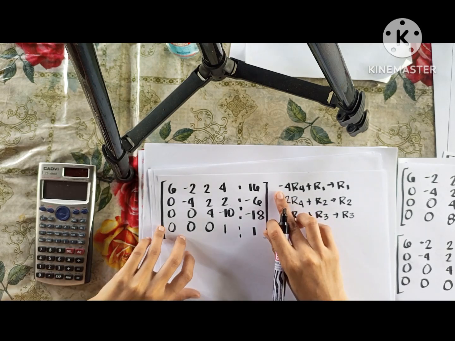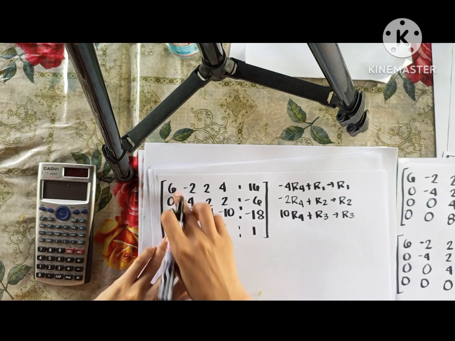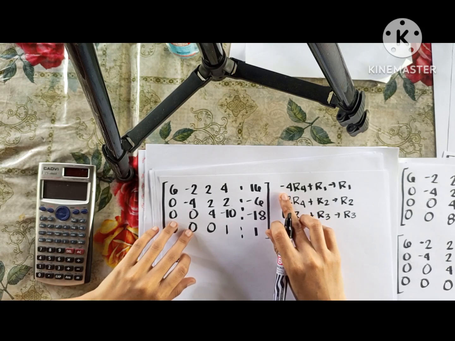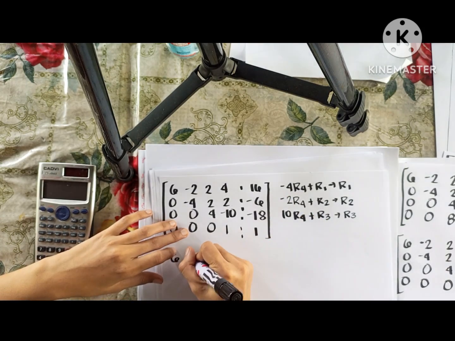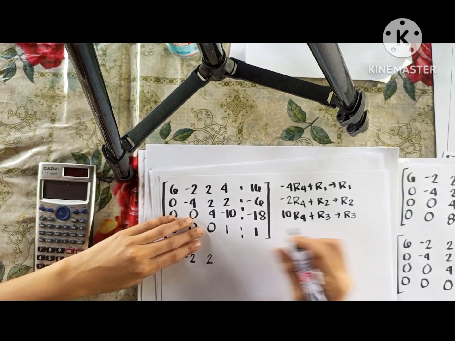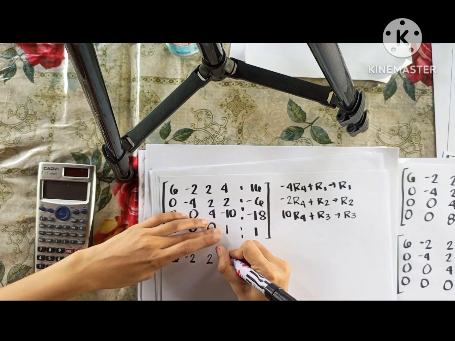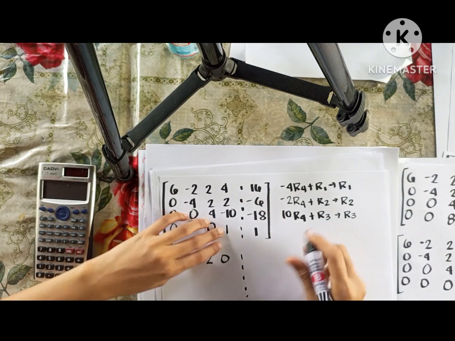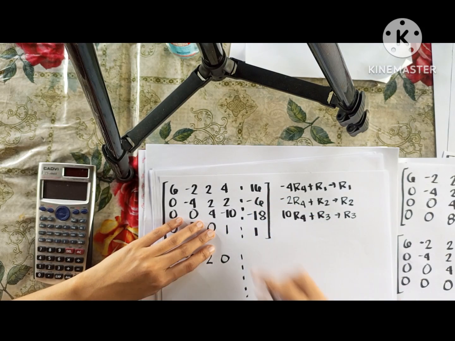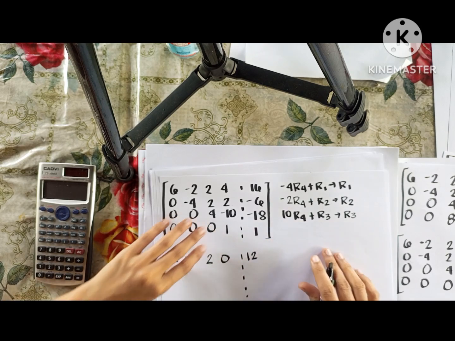Now, negative 4 times our R4, so 0 plus R1. So this would become 6. Negative 4 times R4 is 0 plus R1, so we have negative 2. Now, negative 4 times 0 plus R1, so positive 2. Now, negative 4 times 1 is negative 4 plus 4, that would be 0. So, negative 4 times 1, so negative 4 plus 16. So, no, that would be positive 12.